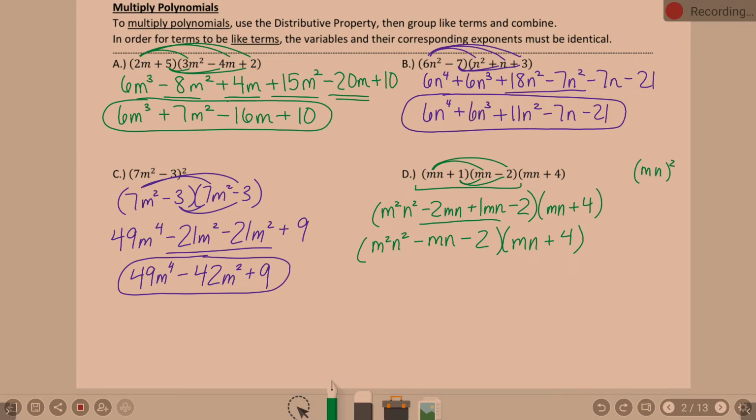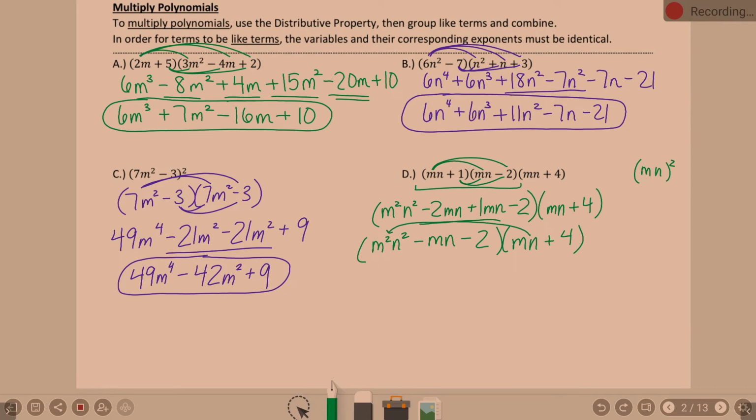Options. How do you want to multiply? Go for it. I just don't want to do it, to be honest. Okay. So any way you do it, we're going to end up with 6 terms. One option is, okay, m squared n squared times both of those pieces, minus mn times both of those pieces, minus 2 times both of those pieces. Or, Paula was just asking about flipping it. I tend to take the mn and multiply it by each of the pieces. And then take the 4 and multiply it by each of the pieces. I don't necessarily have to rewrite it to do that, and it doesn't matter.